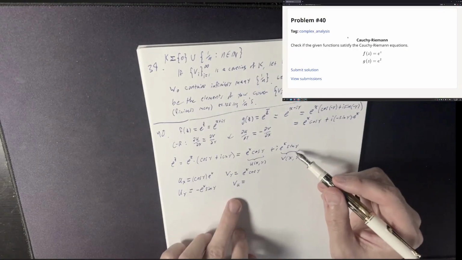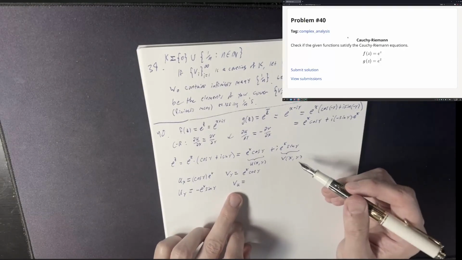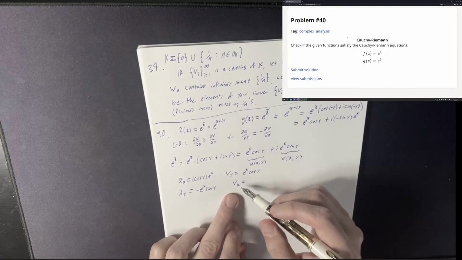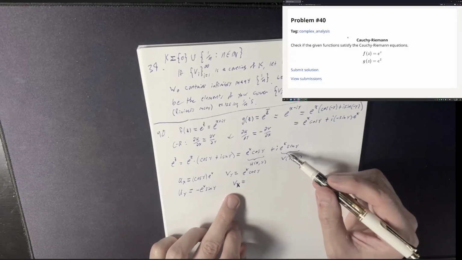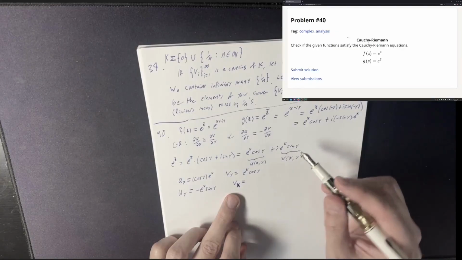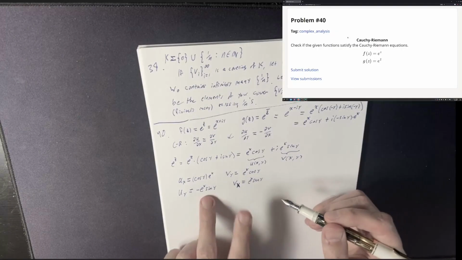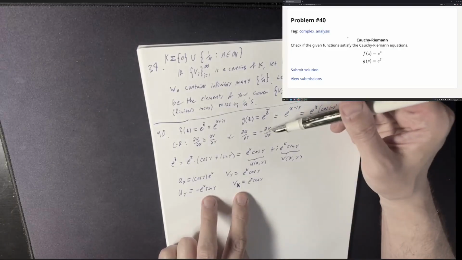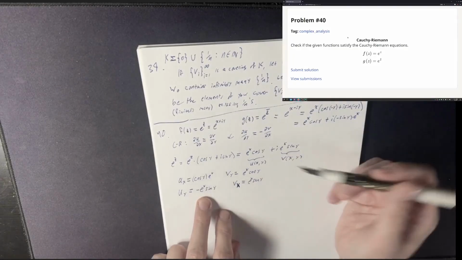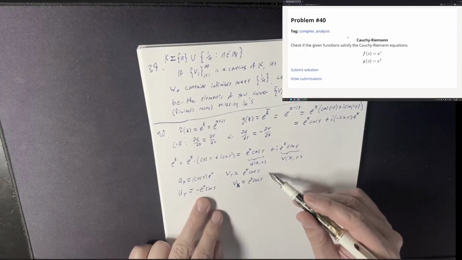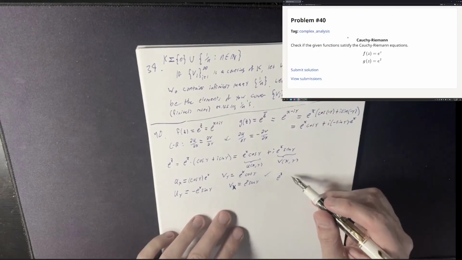And over here, if you differentiate the v function with respect to x, you basically just get itself, which is a good thing. We're supposed to be getting the negative of vx, so the negative of vx equals uy. That works out. So that's a yes. E to the z is analytic. It satisfies the Cauchy-Riemann equations.